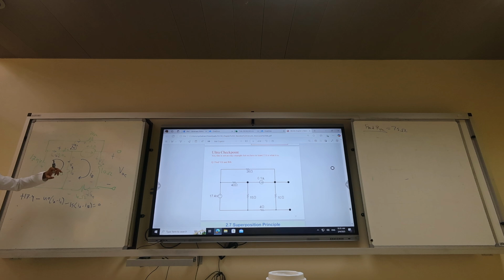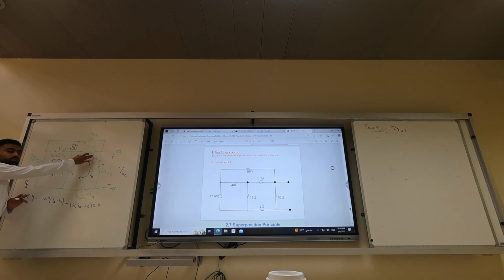The only way it works is if we create what we call a super mesh. The super mesh covers the whole thing. You mesh around the bigger loop and then bypass the current source, but I'm not going to do it for you. So clearly, with the way we studied, we cannot do mesh analysis.